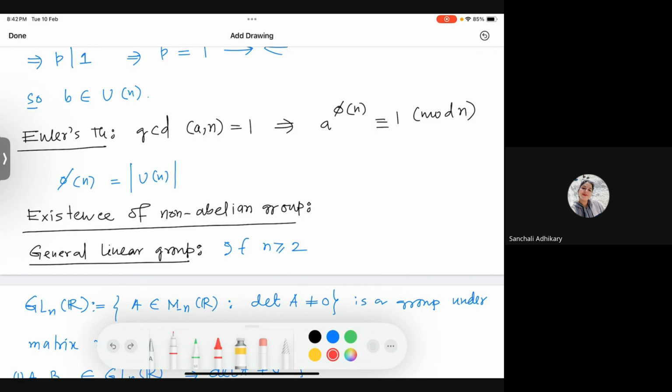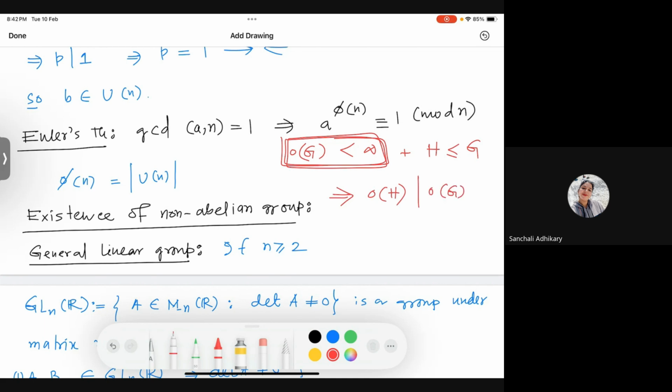So Lagrange theorem tells, see, if order of G is finite. This is very important. If order of G is finite and if H is a subgroup of G, then order of H will divide order of G. This is Lagrange theorem.